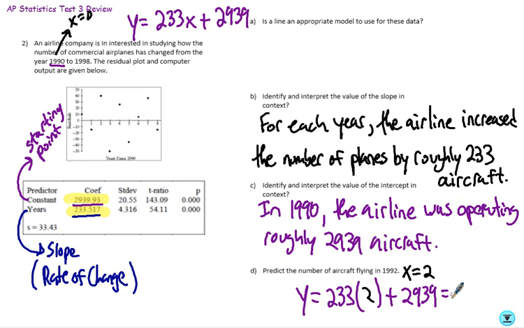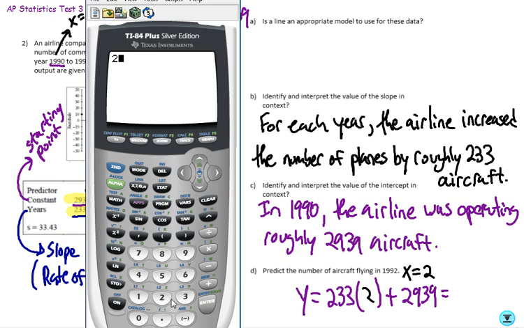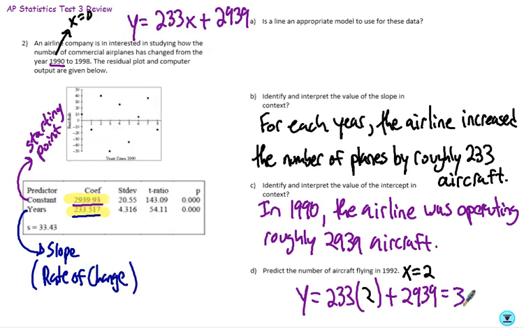So let's just throw that in the calculator. So we got 233 times 2 plus 2,939, and so we get 3,405, right? So 3,405 aircraft. Or we could also say planes, right? We just need to identify what it is we're talking about. So whether you said aircraft or planes, right? Same difference.